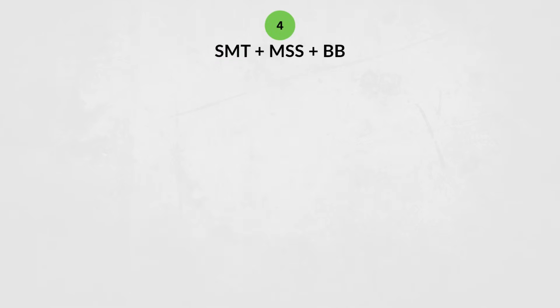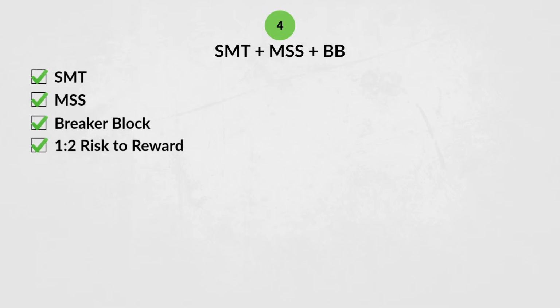Now let's move on to the fourth entry model. This model combines SMT divergence, market structure shift, and breaker blocks. Now here's the checklist for this exact entry model. First, we wait for an SMT divergence. After spotting the SMT divergence, we then wait for a market structure shift. Once the market structure shift is confirmed, we mark out our breaker block. From there, we take our entry at the breaker block and target a 1 to 2 risk-to-reward ratio.